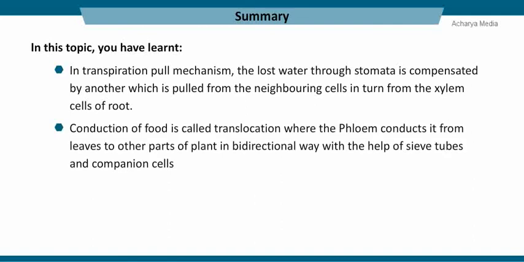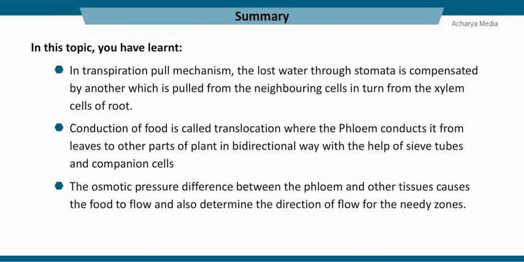Conduction of food is called translocation, where the phloem conducts it from leaves to other parts of the plant in a bidirectional way with the help of sieve tubes and companion cells. The osmotic pressure difference between the phloem and other tissues causes the food to flow and also determines the direction of flow for the needy zones.